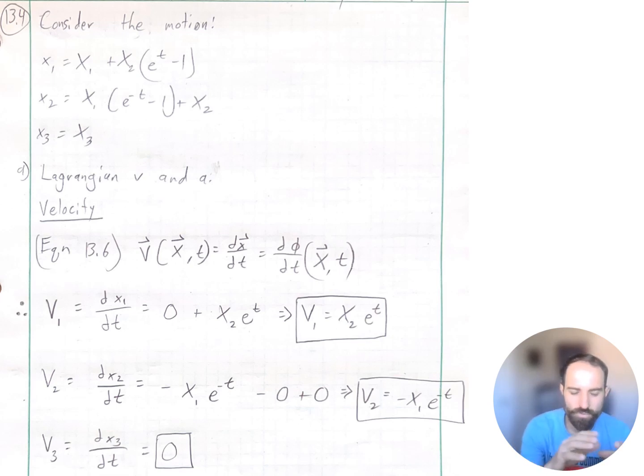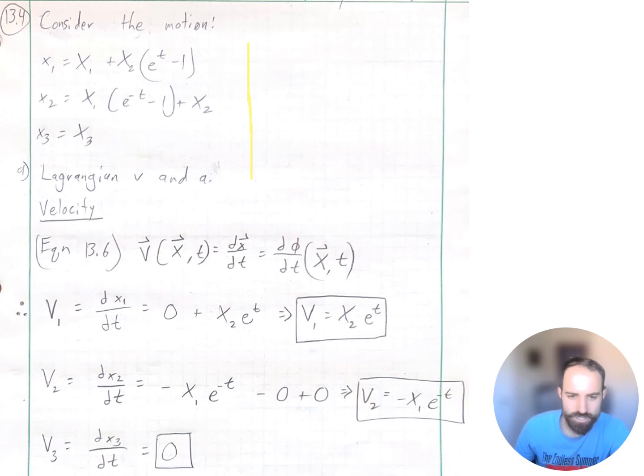Hey guys, I wanted to go over my solution for problem 13.4. So we're asked to consider the motion of these three directions of x. And the first thing we're asked to do is find the Lagrangian of velocity and acceleration.